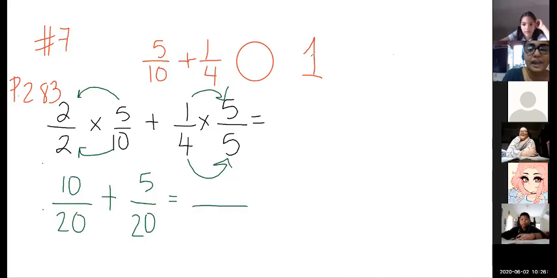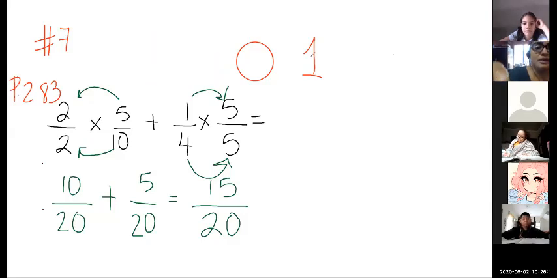Now I can add. In this case, copy the denominator and add the numerators. 10 plus 5, 15. Okay, 15. Now that's my new answer. Let me move this away and write my new answer. In this case it is 15 over 20.